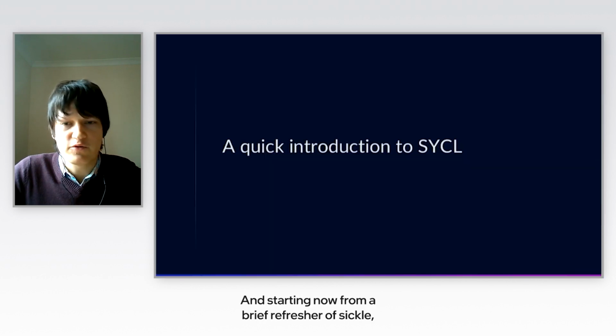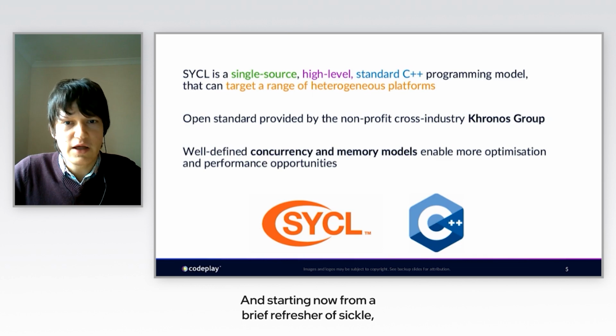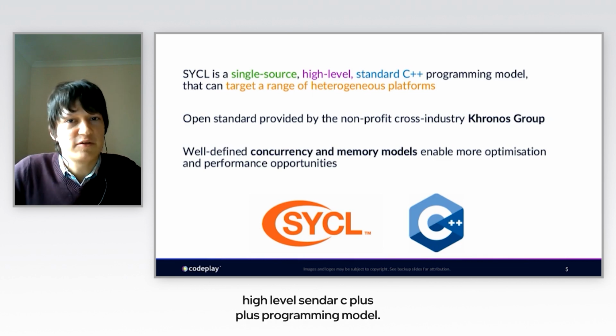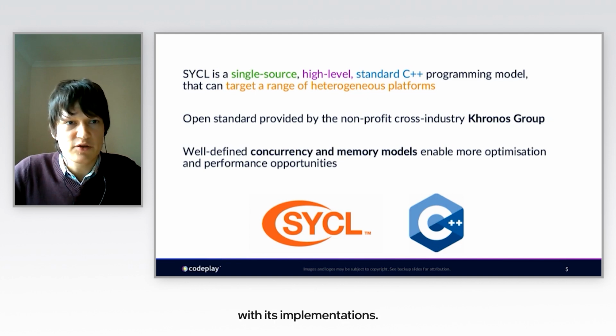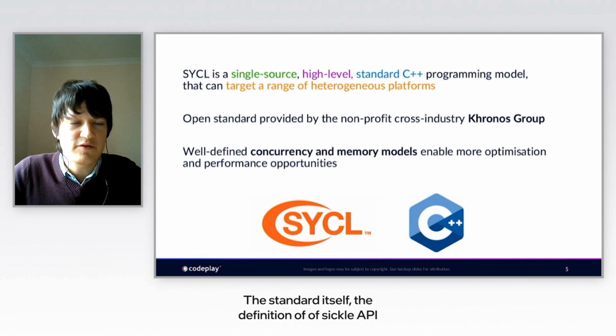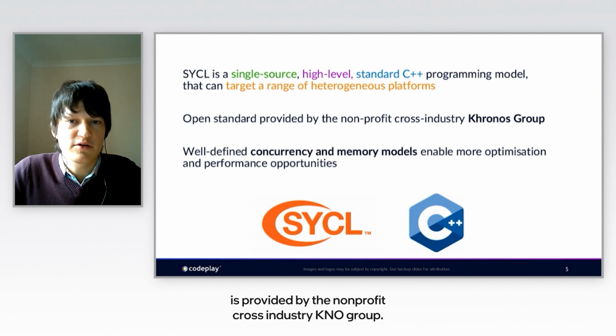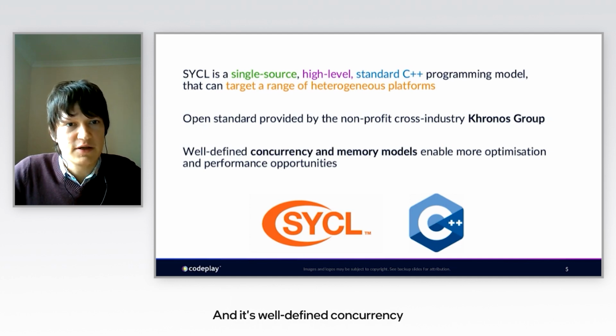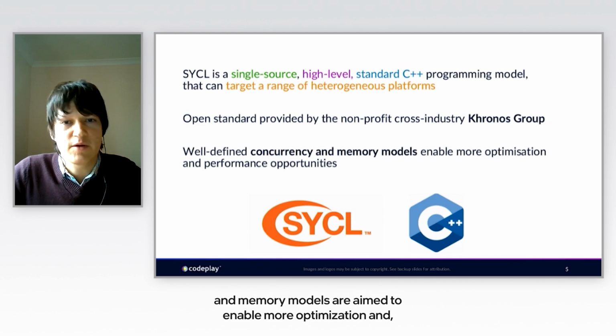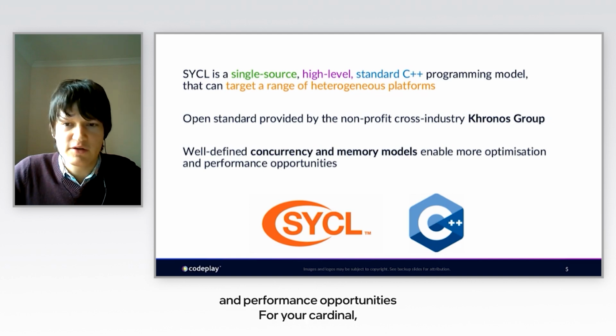Starting now with a brief refresher of SYCL. It's a single source, high-level standard C++ programming model. All these keywords are defining what it is. It can target a range of heterogeneous platforms with its implementations. The standard itself, the definition of the SYCL API, is provided by the non-profit cross-industry Khronos Group. It's based entirely in standard C++, as you'll see in the next slide, and its well-defined concurrency and memory models are aimed to enable more optimization and performance opportunities for your kernel.